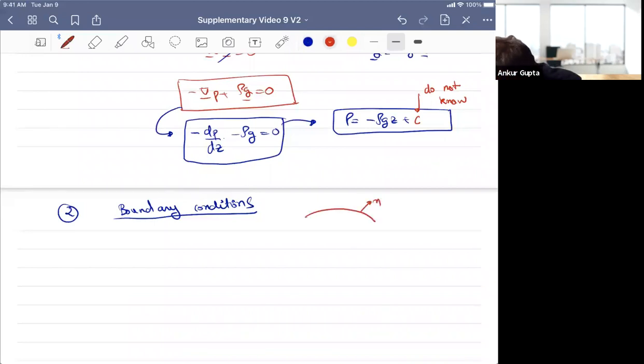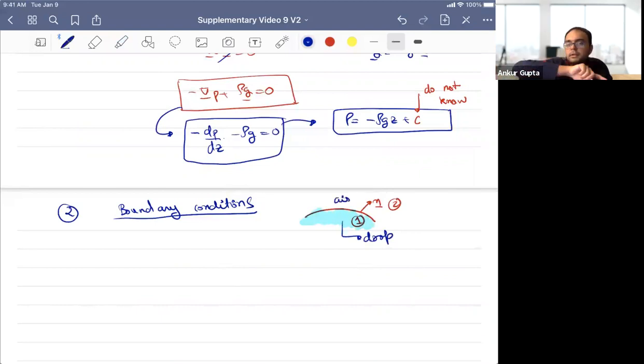And let's call this normal vector like this: phase one, phase two. Phase one is the drop. So this is the drop, right? This is air. And we'll apply this balance at all points on the interface. Okay, so this is an interface. So at all points on the interface, we'll apply this.